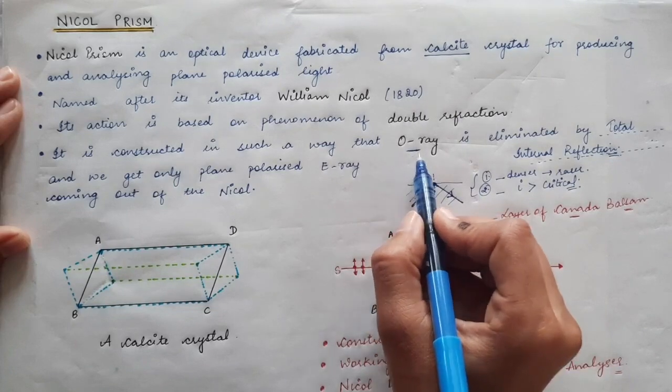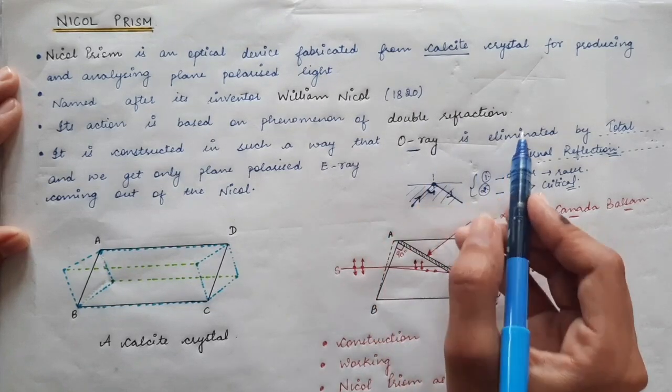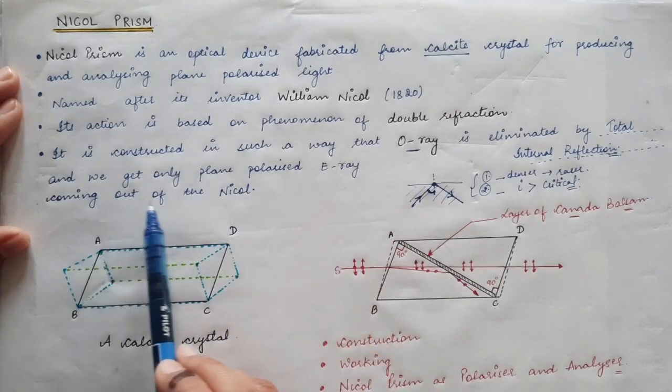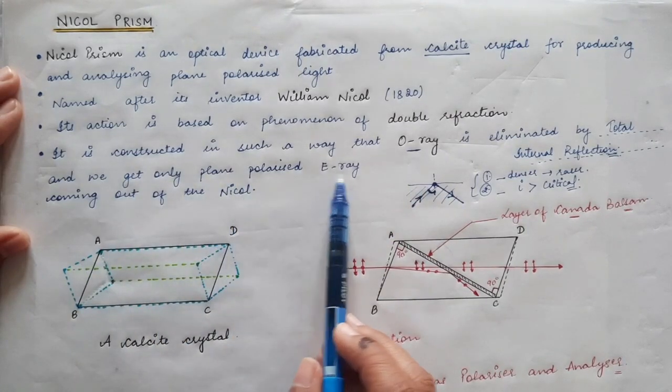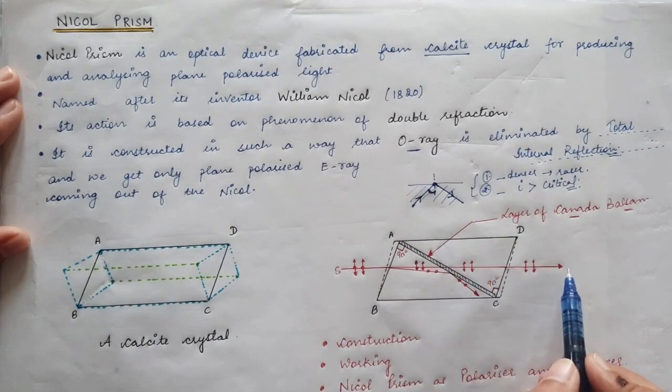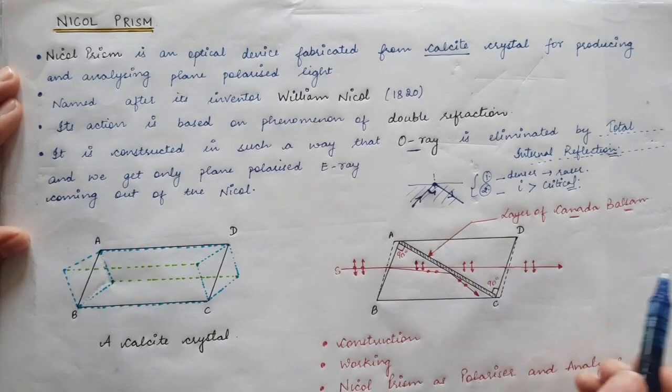So these are the two conditions that must be satisfied for the case of the O ray. Only then the O ray will be eliminated. So we get only plane polarized E ray coming out of the Nicol prism. Only the E ray will pass through the crystal and we will observe only this E ray outside the crystal.